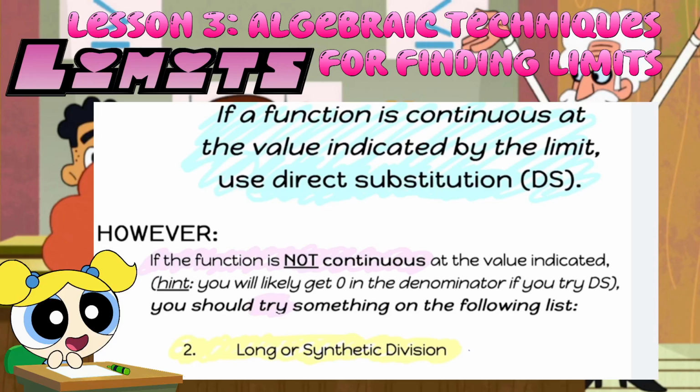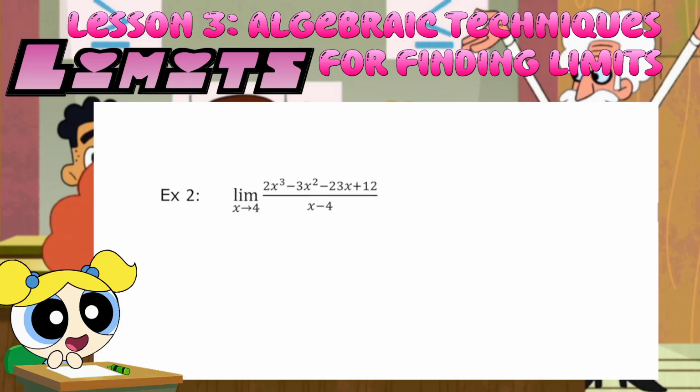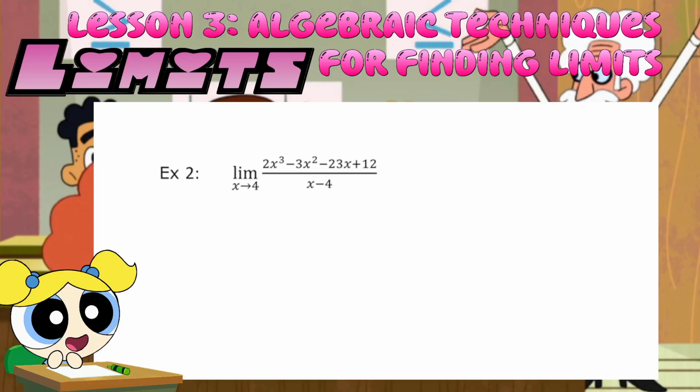So let's go. Here I have an example. This is example 2. We already had example 1, like I said, and before that a review of some limit rules that you more or less use while doing something like this. Okay, so here I have a quotient of two polynomials. The limit is asking us to approach 4.